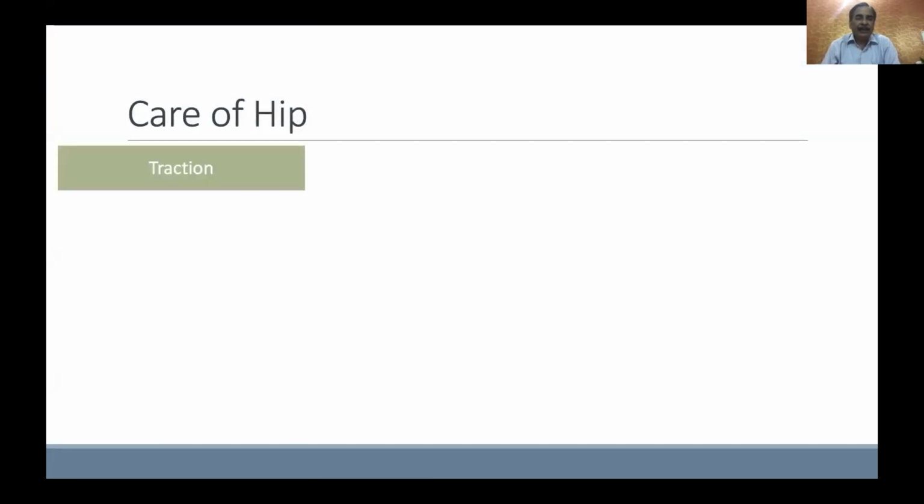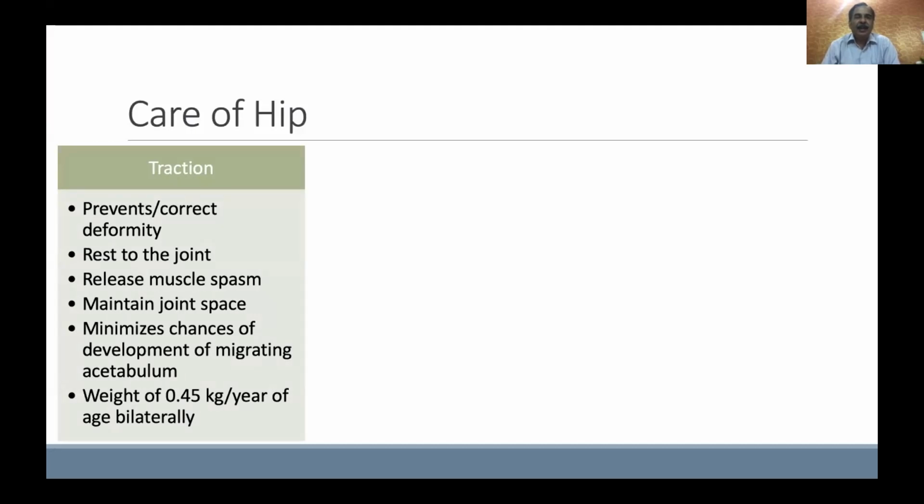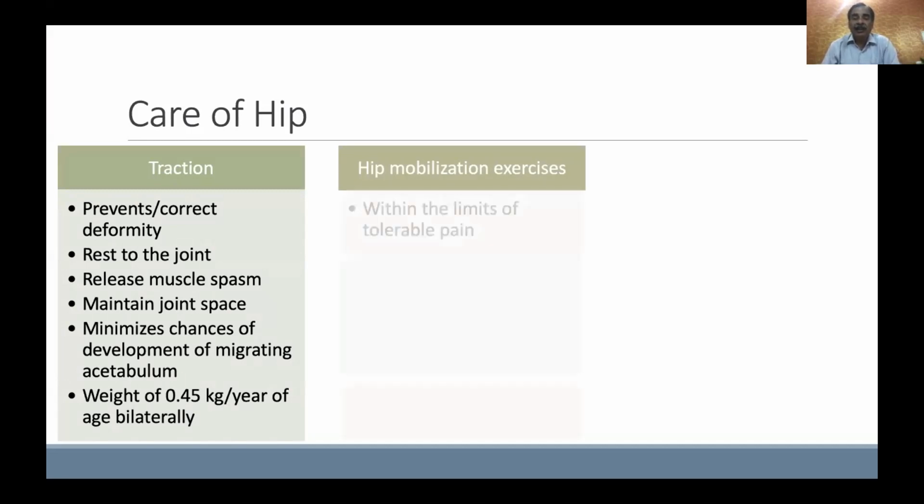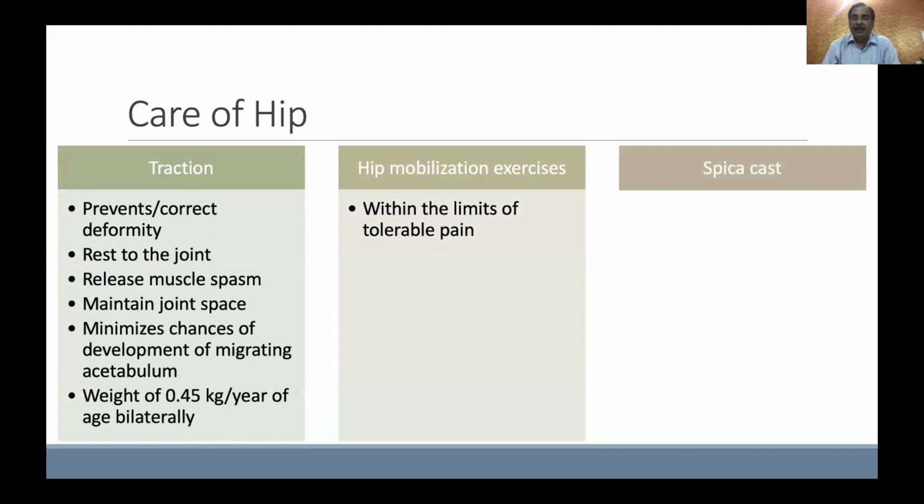About the care of the hip, traction prevents or corrects the deformity, gives rest to the joint, releases the muscle spasm, maintains the joint space, and minimizes the chance of development of migrating acetabulum. And the weight is 0.45 kg per year of age bilaterally. Remember, you have to give it bilaterally and not unilaterally. Hip mobilization exercises within the limits of pain.